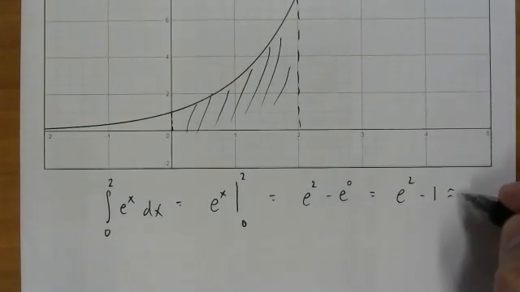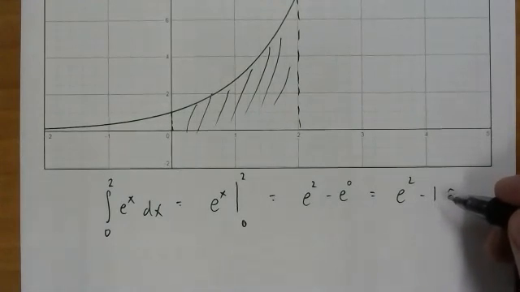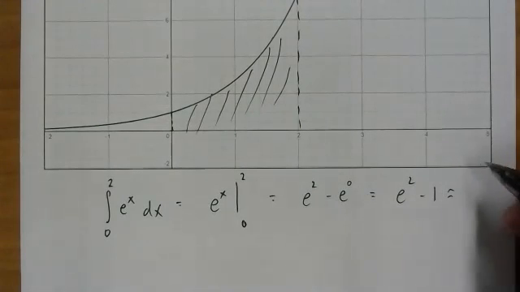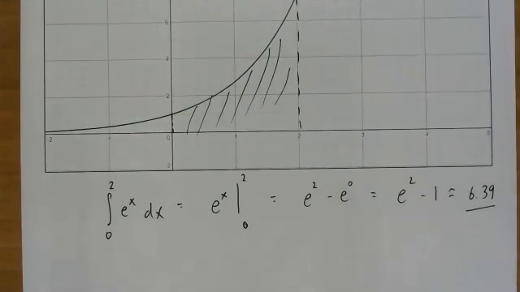If they're asking for a decimal answer, you can grab your calculator and find e to the 2 and subtract 1. That's 6.39. All right, this may have been the easiest problem, because the math wasn't very messy.